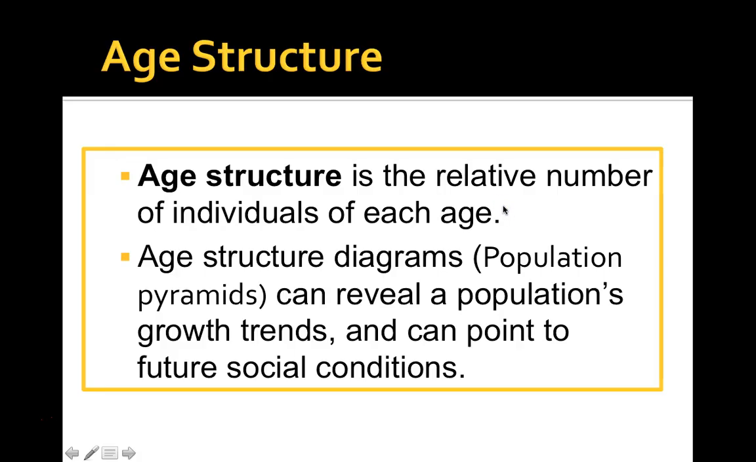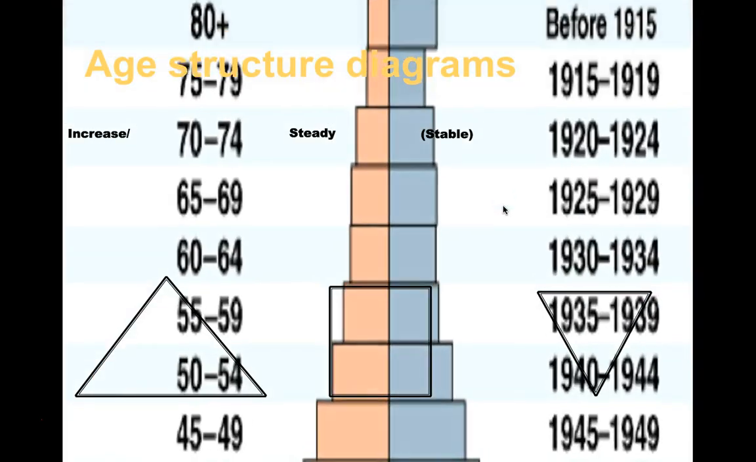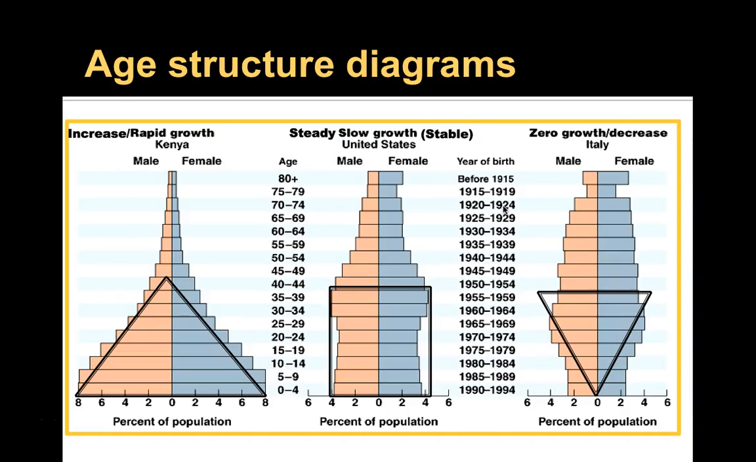There is one type of model that shows the population breakdown of a particular area by age and sex. These are called age structure diagrams. So let's take a look at what they look like. So here we have 3 models of age structure diagrams.